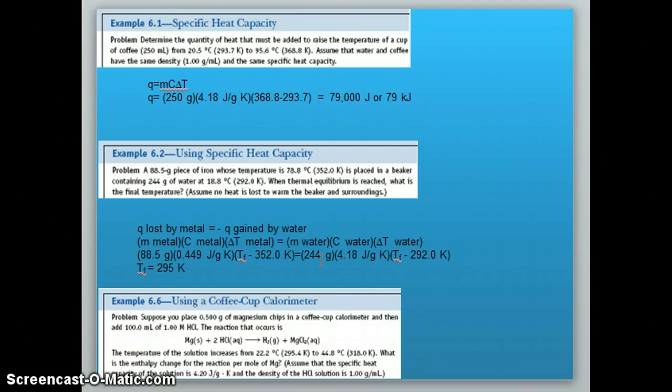And then over on the right side of the equal sign, we're going to substitute the numbers for water. So you had 244 grams of water in the cup. The specific heat of water is 4.18 joules per gram Kelvin. And the change in temperature, again, we don't know the final temperature of the water. It's T sub F. But we do know the initial temperature of the water, which is 292 Kelvin. And so we just substitute that in. So you work this out algebraically, and you find that the final temperature is 295 Kelvin. So these things got up to 22 degrees Celsius.